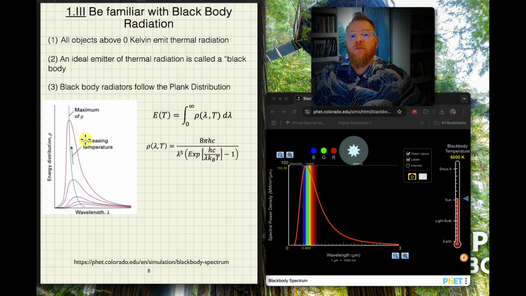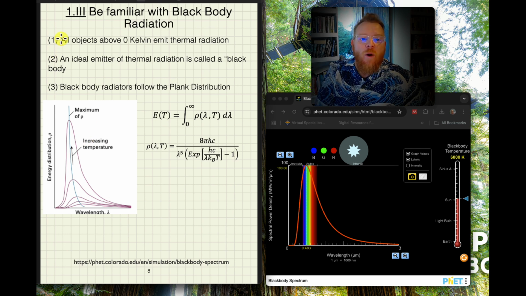So, a couple of postulates. Number one, all objects above 0 Kelvin emit thermal radiation. The energy of that thermal radiation is proportional to the temperature of that object. An ideal emitter of thermal radiation is called a black body. So not all emitters are ideal, but that's what we call the ideal emitter. And the black body radiators will follow the Planck distribution.